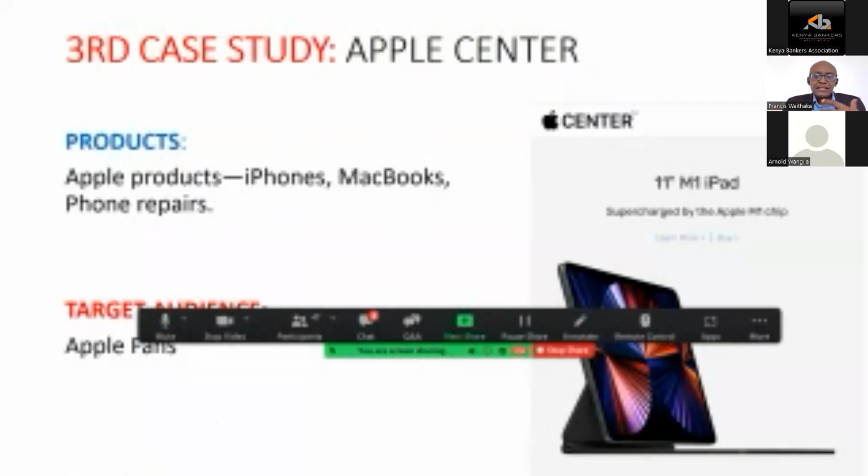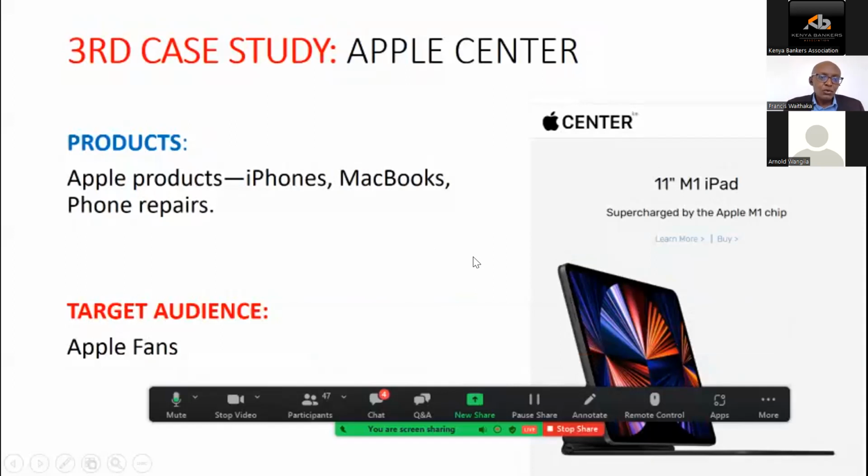He started just as a young mobile repair guy. That is the kind of position he had taken. But over time, he has learned to professionalize his business. And you can see he's selling iPhones, MacBooks, and of course, phone repairs. He's targeting people who love Apple products. Let's look at more about them.